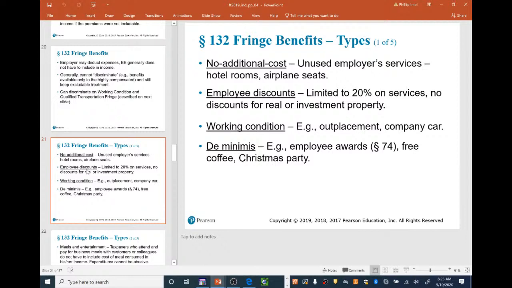The next we have is a working condition benefit. An example of this would be free snacks at a place of employment, or it says here outplacement or a company car. The de minimis benefits, which would be, for example, a free holiday turkey, or employee awards, Section 74, free coffee, Christmas party stuff of that sort.